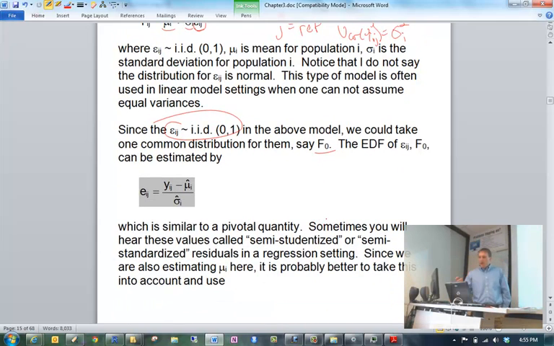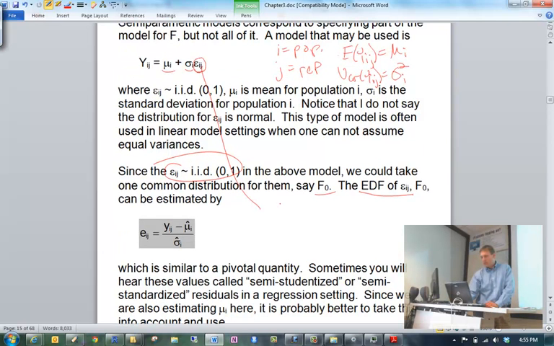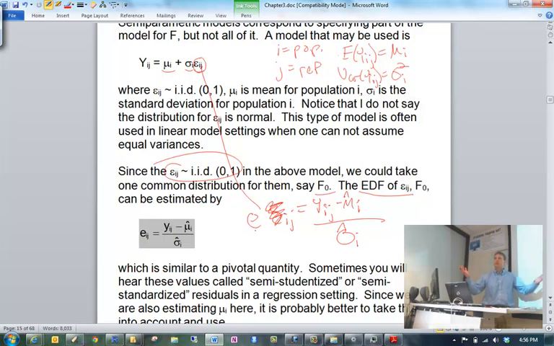Then what we would like to do is estimate, or come up with, the EDF for the epsilons. Well, how do we estimate the epsilons to begin with? You could simply rewrite your model so that epsilon sub ij is equal to y sub ij minus mu sub i, over sigma sub i. Of course, we don't know what mu is. We don't know what sigma is. So how about we just put hats on top of them? And then instead of calling this epsilon, how about we call it E instead, like we do normally? And those are what you could call semi-studentized residuals.